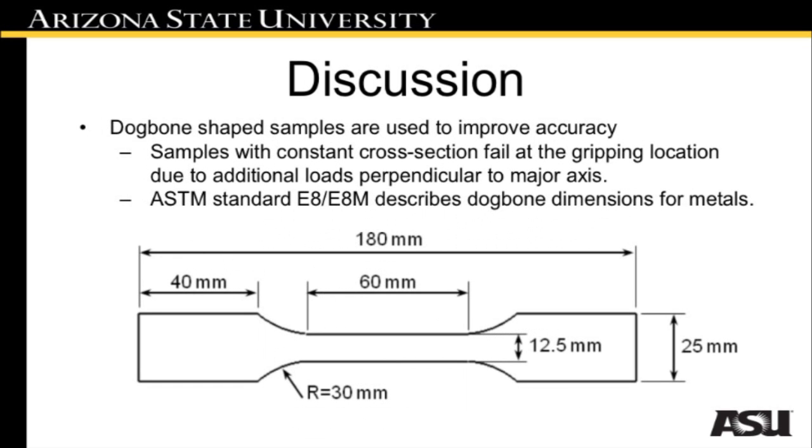When performing tensile tests, we use dog bone samples to improve the accuracy of the measurement. Due to the smaller cross-sectional area in the center, the sample is likely to begin necking and fail in this region. If the sample had the same cross-sectional area throughout, the sample would fail where it was attached to the tensile tester because there are extra loads applied at these locations. The American Society for Testing and Materials International provides standards for tensile tests.